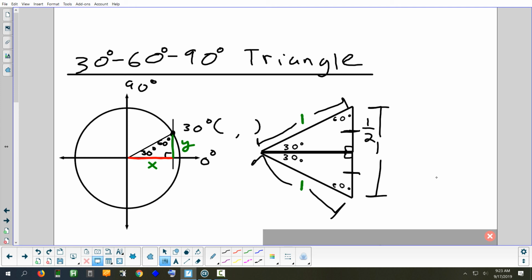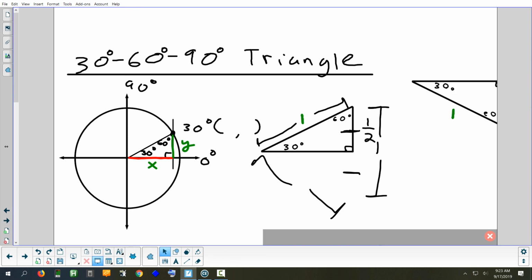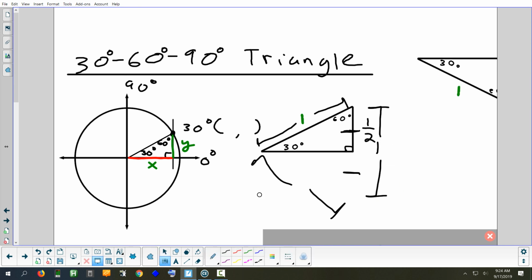All we need is the x value. We don't need the bottom part of the picture anymore, so I'm just going to move it so it doesn't confuse us. Okay, so we've got the height is 1/2. Let's call the bottom side what we have it labeled, x. Now, how would I solve for x?